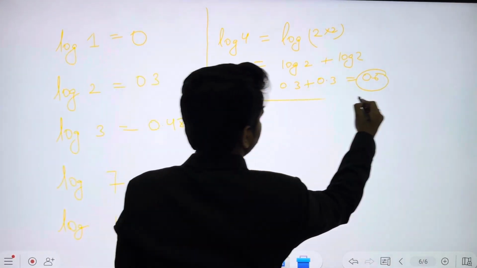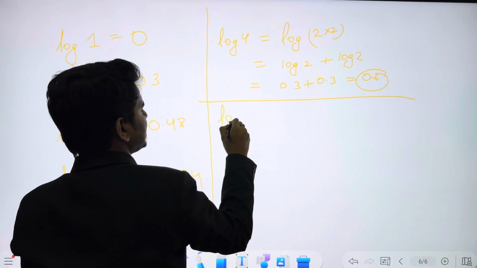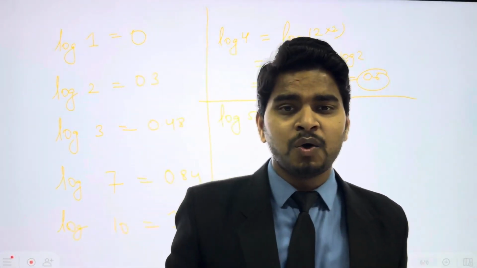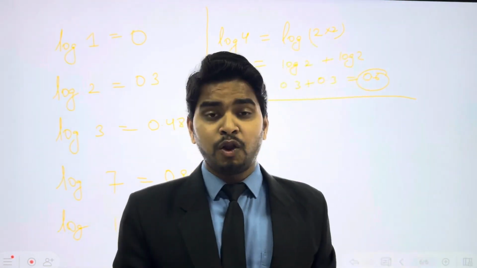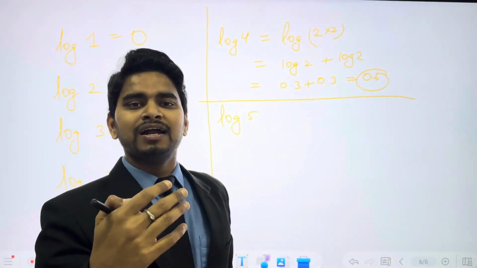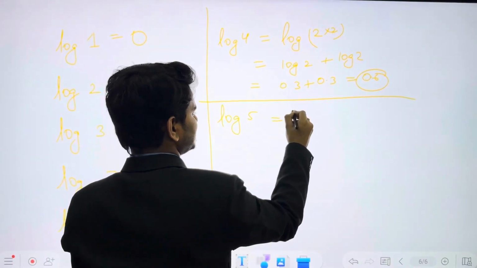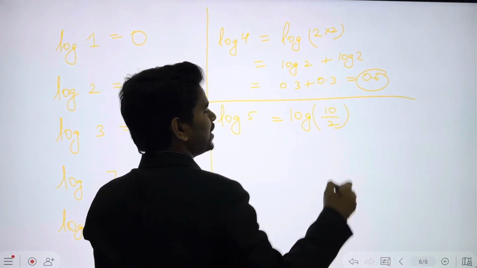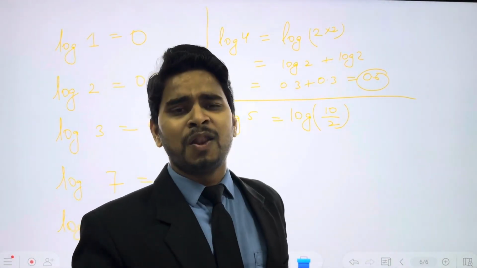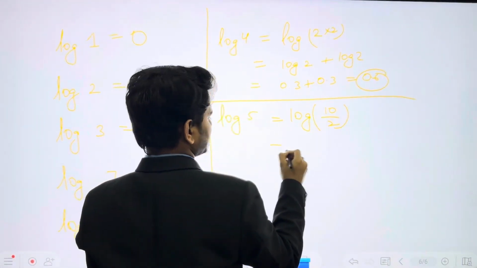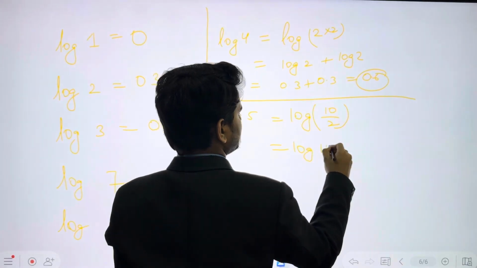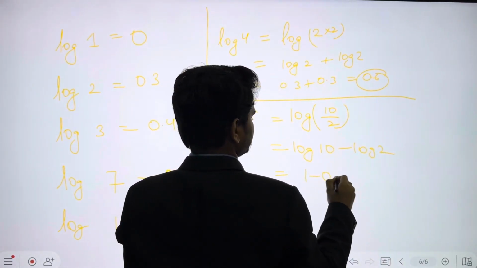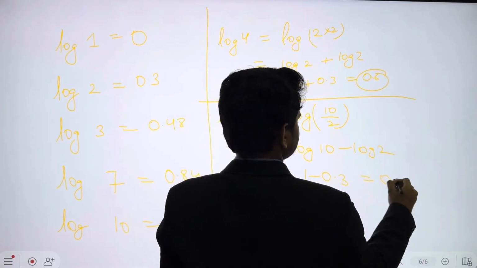Let's try to find out the value of log 5. How can we write log 5? We have to try to write the value in such a way that we can relate it with the numbers we know. And log 5 can be written as log 10 by 2. Is that correct? And we know, log A by B can be written as log A minus log B. So 1 minus 0.3, that is equal to 0.7.